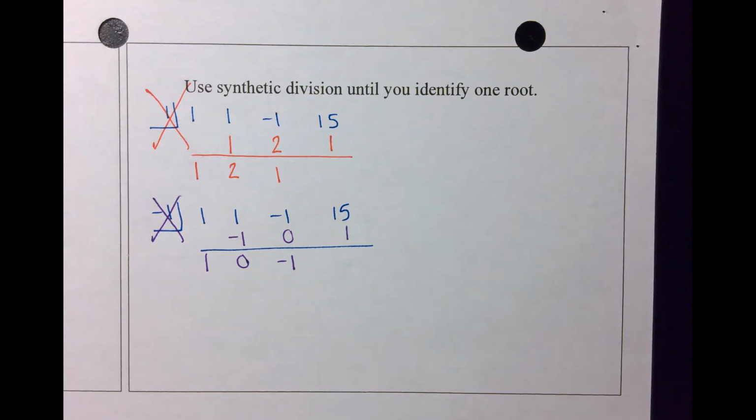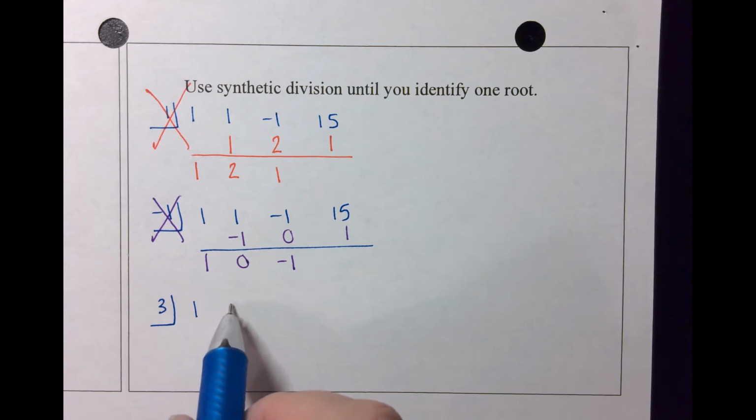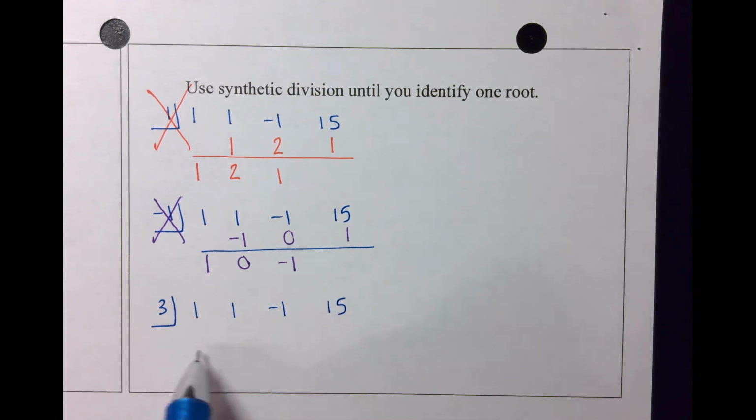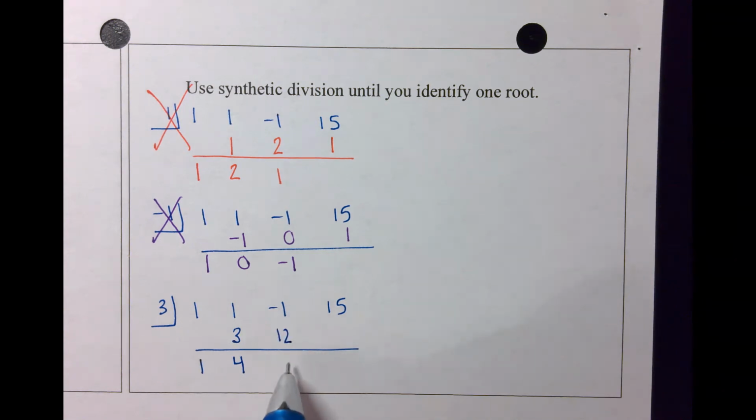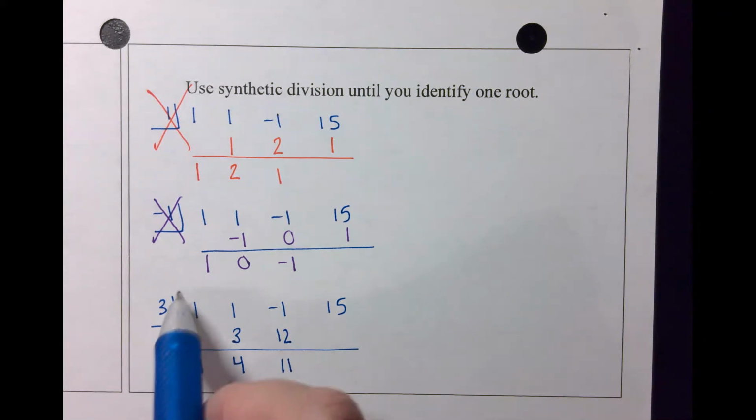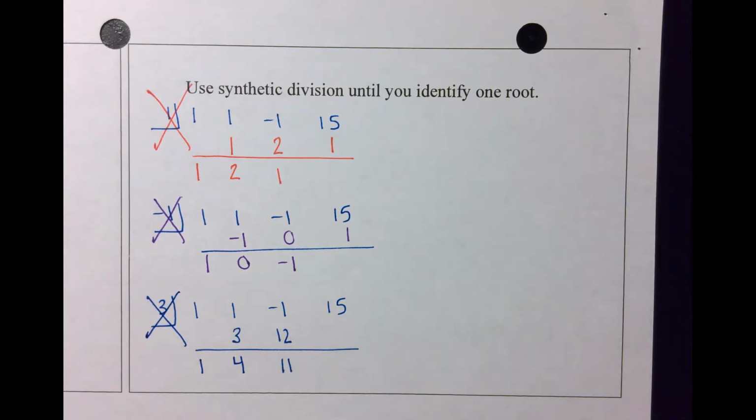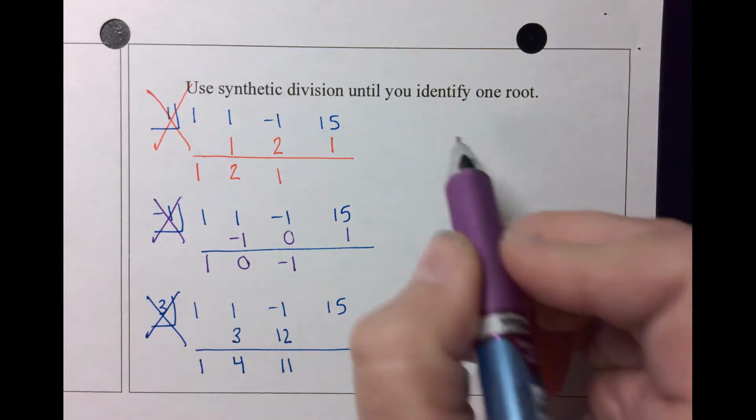So I'm going to keep moving on with my list. I'm going to try a 3 next. Again, my coefficients are 1, 1, negative 1, and 15. Drop the 1 all the way down. 1 times 3 is 3, and then I add to get 4. 4 times 3 is 12. I add to get 11. 11 times 3 is 33. That's not equal to 0. All right, well, just keep going.